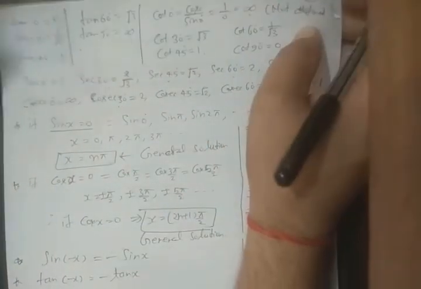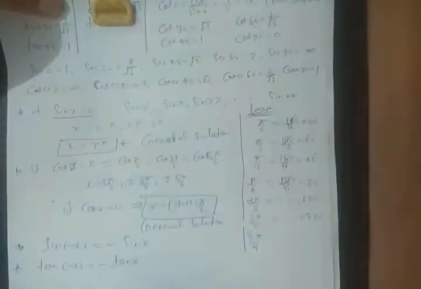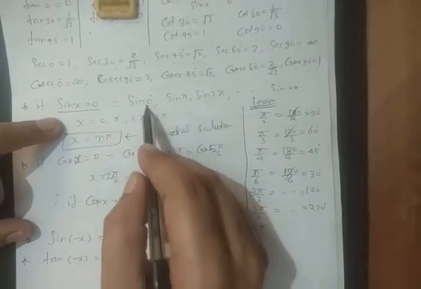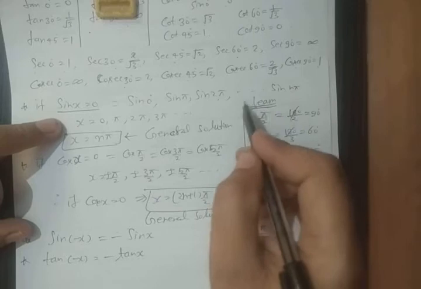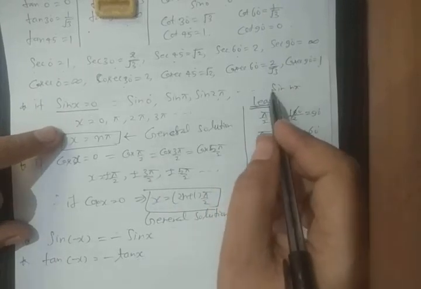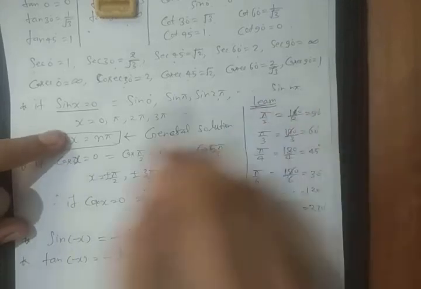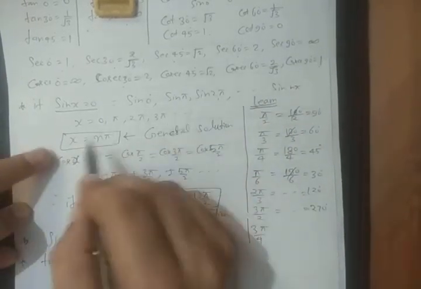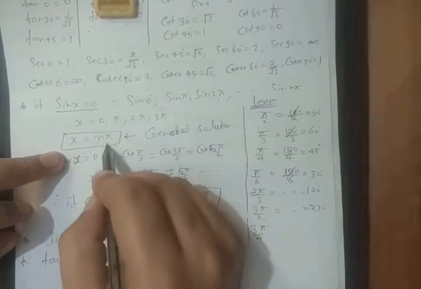Now we discuss some trigonometric equations, like the trigonometric equation sin x is equal to 0. Since we know that sin 0 is 0, sin pi is 0, sin 2 pi is also 0, and so on, multiples of pi all give value 0. So x is equal to 0, pi, 2 pi, 3 pi is the solution, and the general value is x is equal to n pi.